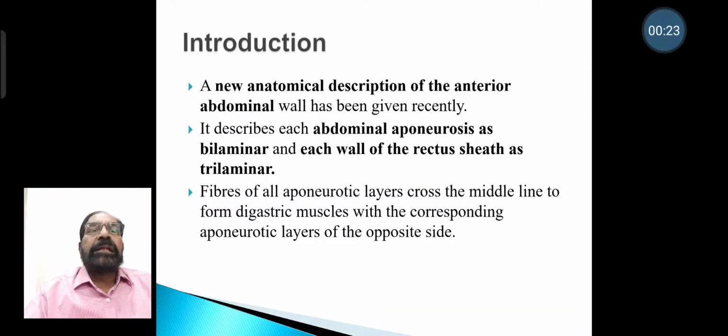A new anatomical description of the anterior abdominal wall has been given recently. It describes each abdominal aponeurosis as bilaminar and each wall of rectus sheath as trilaminar. Fibers of all aponeurotic layers cross the midline to form digastric muscles with the corresponding aponeurotic layers of the opposite side.